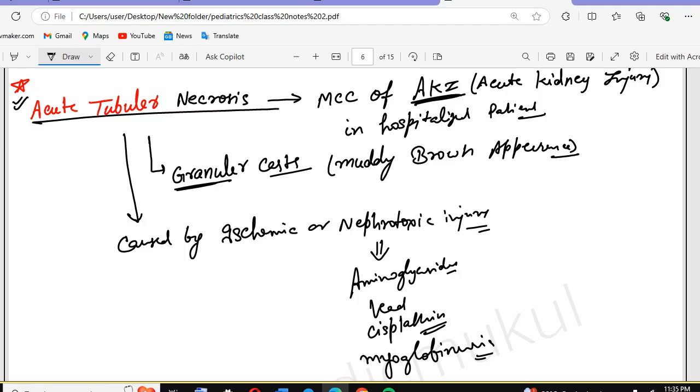The necrosis part means this is the cell death phenomenon. The cell death phenomenon, in two conditions: ischemic or due to nephrotoxic. So ischemic, like if there is a decreased renal blood flow, this will become ischemic. Okay. So this is the thing that you have to remember.